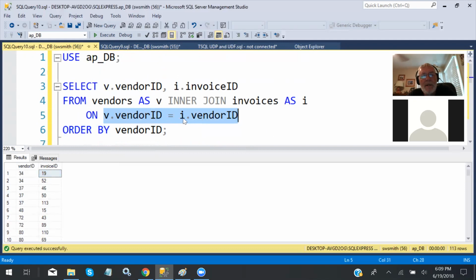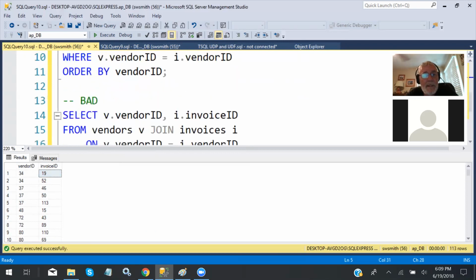What about orphans? What about if we allowed an invoice that had no corresponding vendor ID? This would never be true for them. So this would not show us orphans, and it would not show us childless parents. It also would not show us invalid foreign keys, and we will encounter those from time to time. Okay. So we've come up with the outer join.